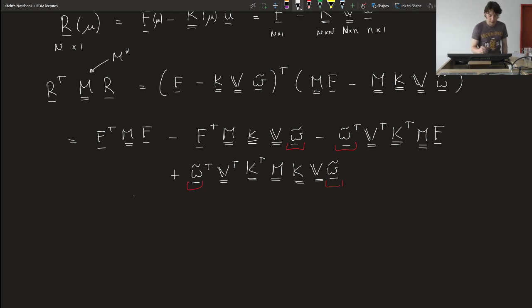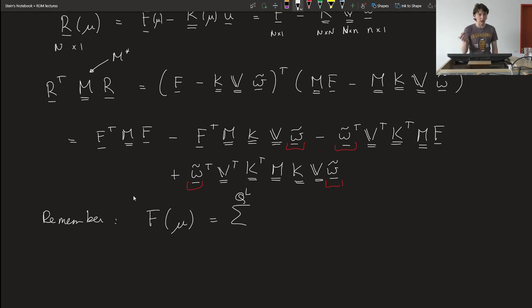So why does that help? Well, remember again, we have this affine decomposition of each of our force vectors and each of our stiffness matrices. So remember, we would write our force vector at some parameter point mu as the sum over Q. Well, I used L before, right? Because these are the linear forms, even though we're writing this now in a vector sense, of theta L Q times parameter independent force vectors.